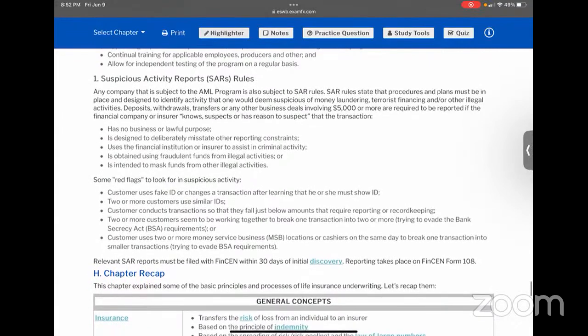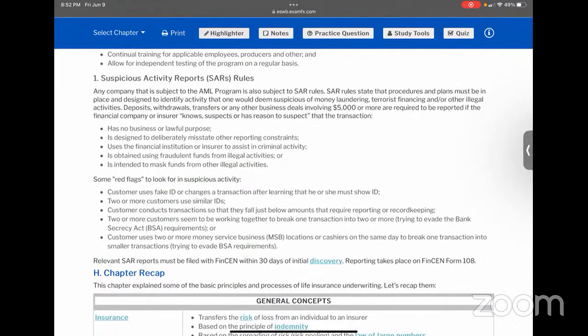Then, last but not least, suspicious activity reports, SAR rules. Any company that is subject to the AML program is also subject to SAR rules. SAR rules state that procedures and plans must be in place and designed to identify activity that one would deem suspicious of money laundering, terrorist financing, and or other illegal activities.